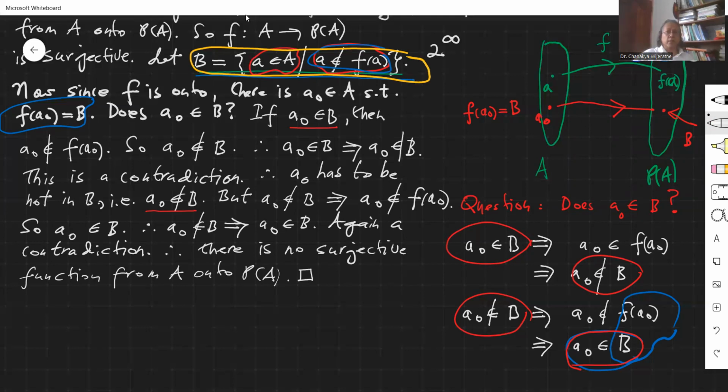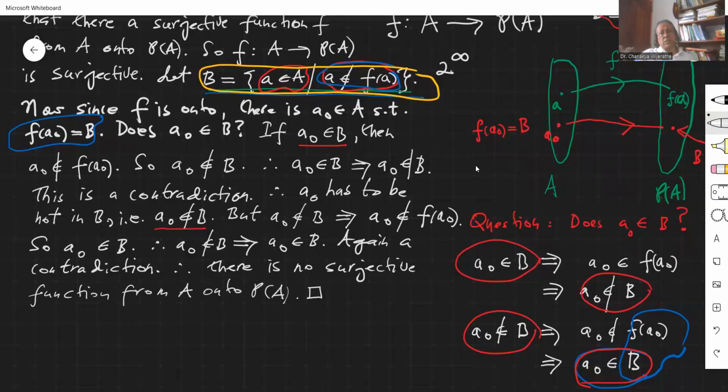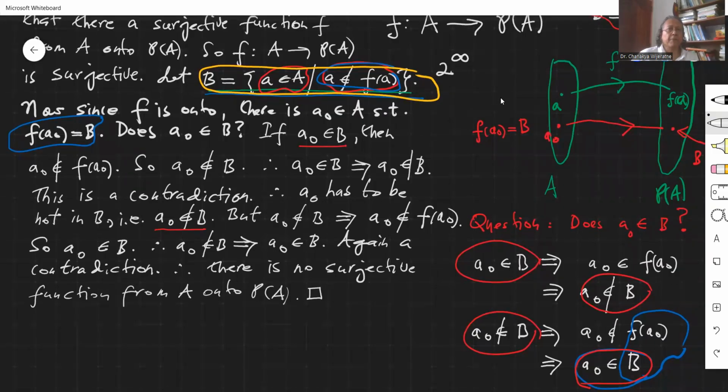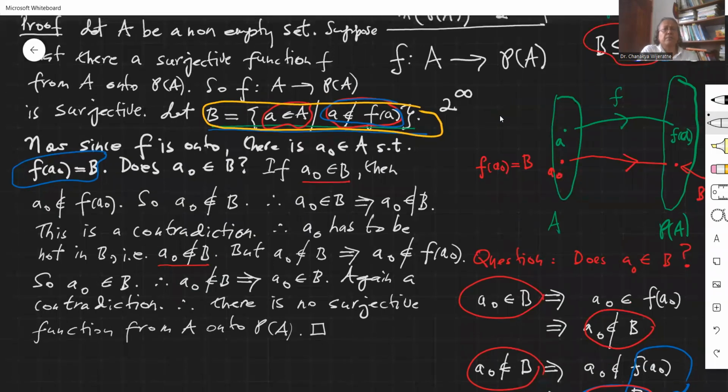We have to make sure that there are no typos, no mathematical typos. So let's see. I'm going to read this. Let A be an analytic set. Suppose that there is a surjective function f from A onto the power set of A. So f is from A to the power set of A, onto, and then we consider this set B. Now since f is onto, there is a naught in A such that f of A naught equals B.